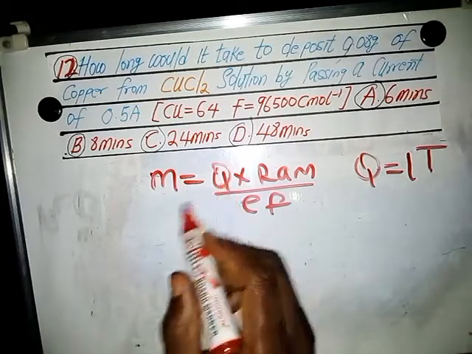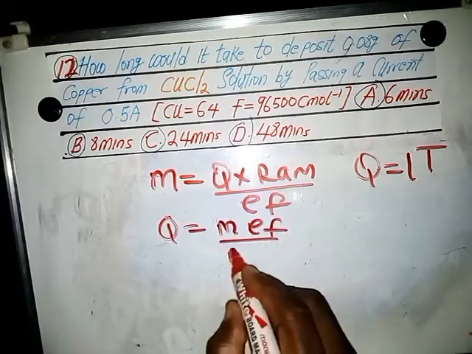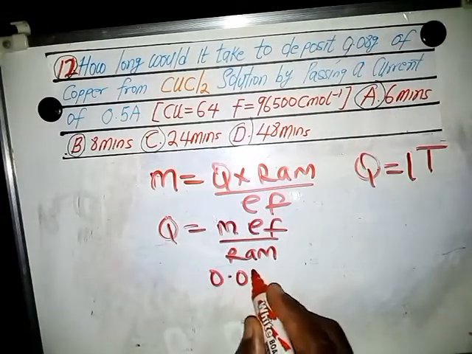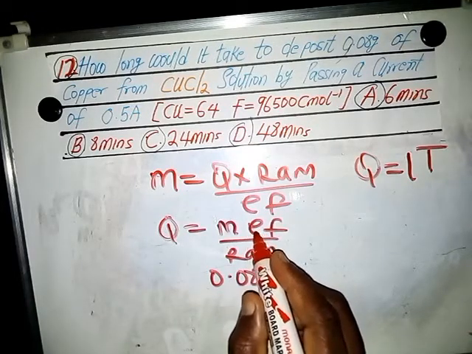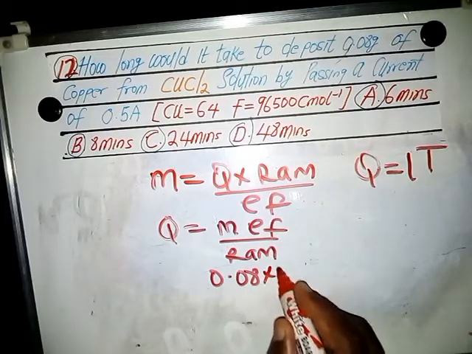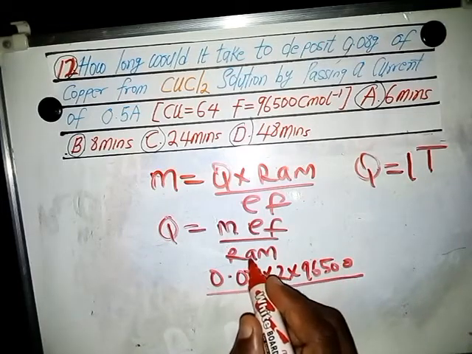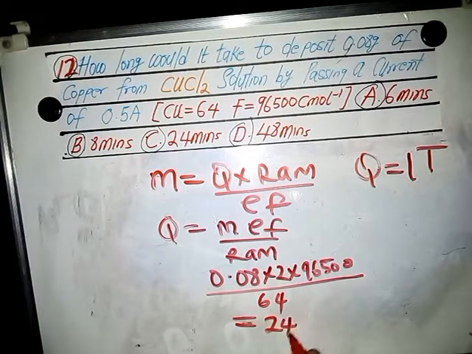So let's first of all find Q. So Q is now equals M E F over RAM. M is 0.08. E, copper is Cu2+, charge of plus 2, so that's 2. Then times 96500. The atomic mass of copper is 64. So when you do this, you should get 241.25. So that's the quantity of electricity.